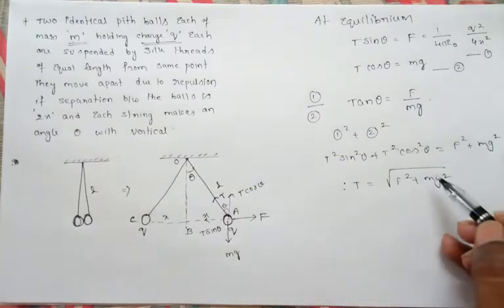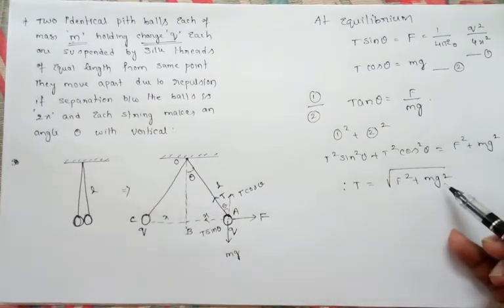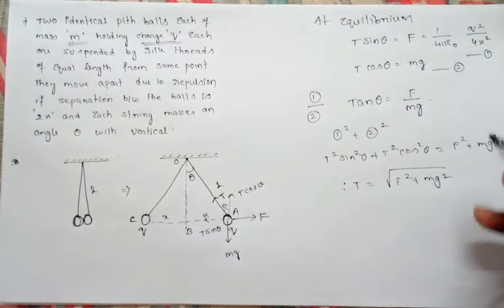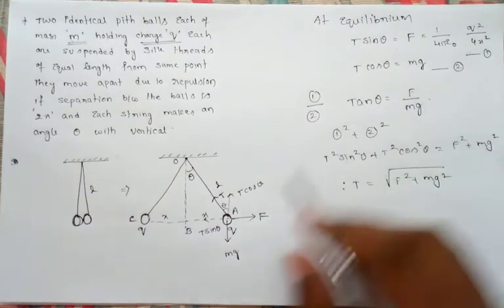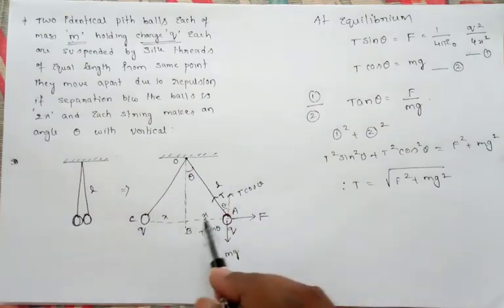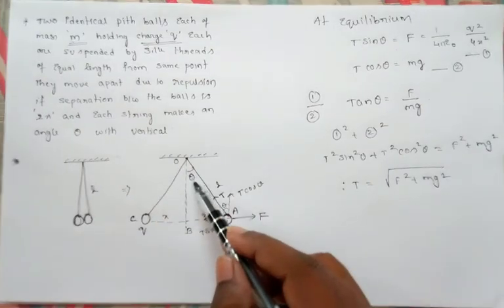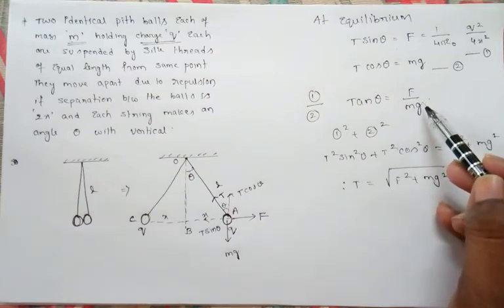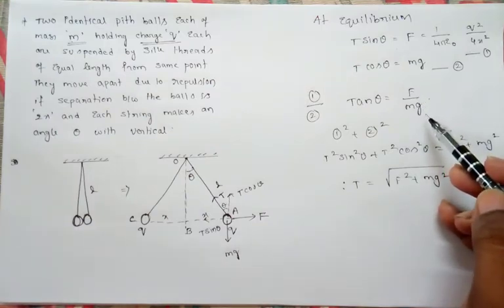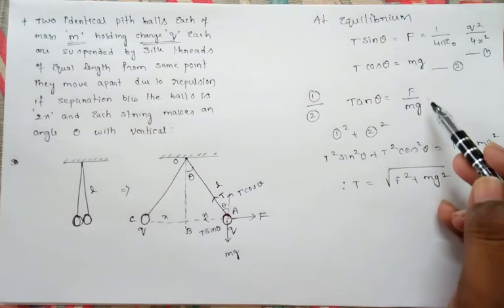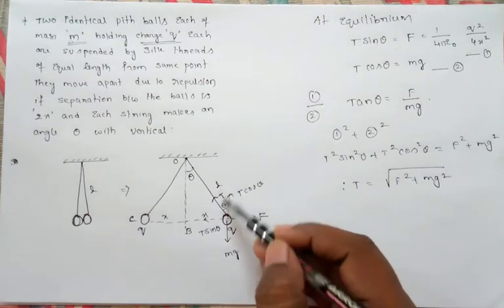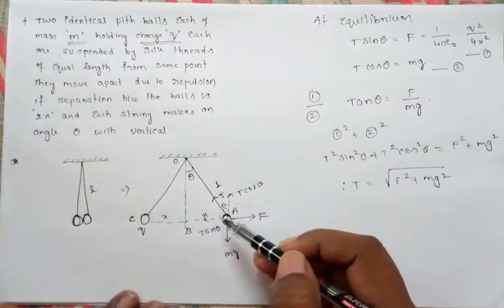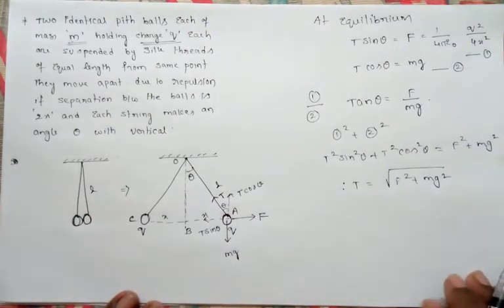So if they ask for tension, if you know the force and weight of the pith ball, you can use this formula. If they ask for the angle, how much it deflects from the mean position, or how much it makes with the vertical, you can find that angle using this equation. Sometimes they do not mention the weight and force. Instead, they give the length and separation. If they give the length and separation, how we can write that, we can also discuss.